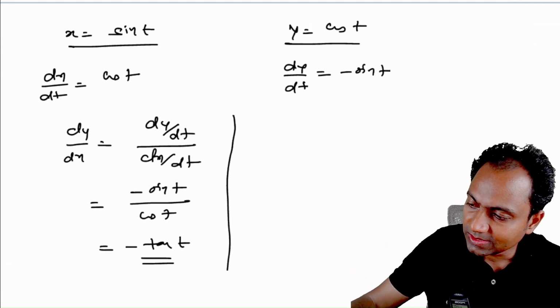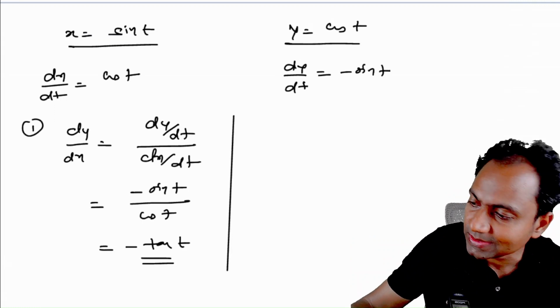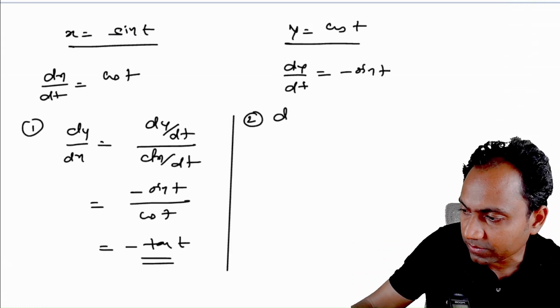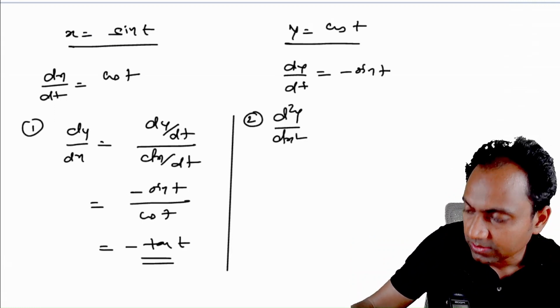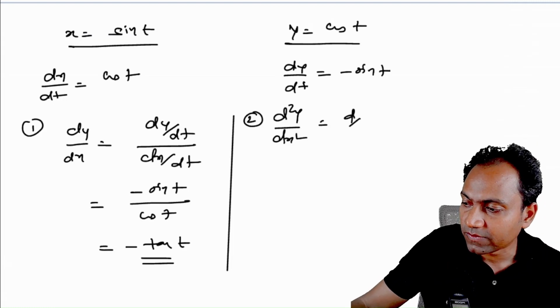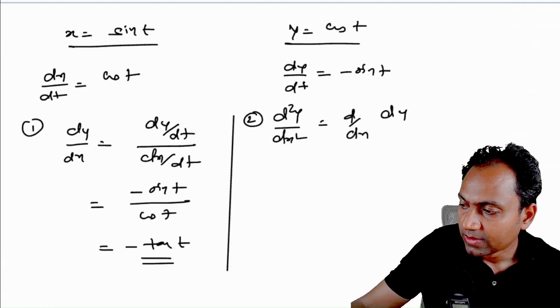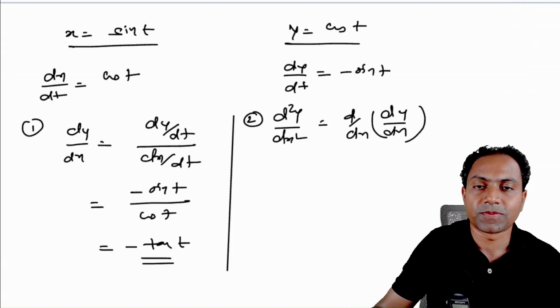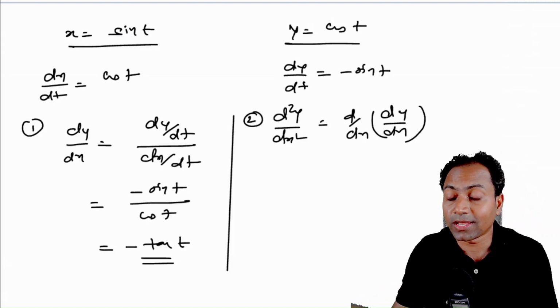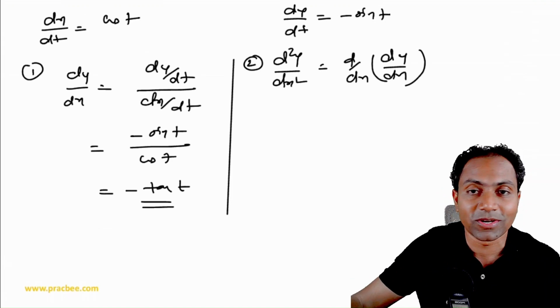Now, in this similar case, if I want to find the second derivative, this is very important because this is where the students will get stuck. So what I will do is take this first derivative and differentiate it with respect to x. This is what I'm going to do. And what I cannot do, that also I will tell.